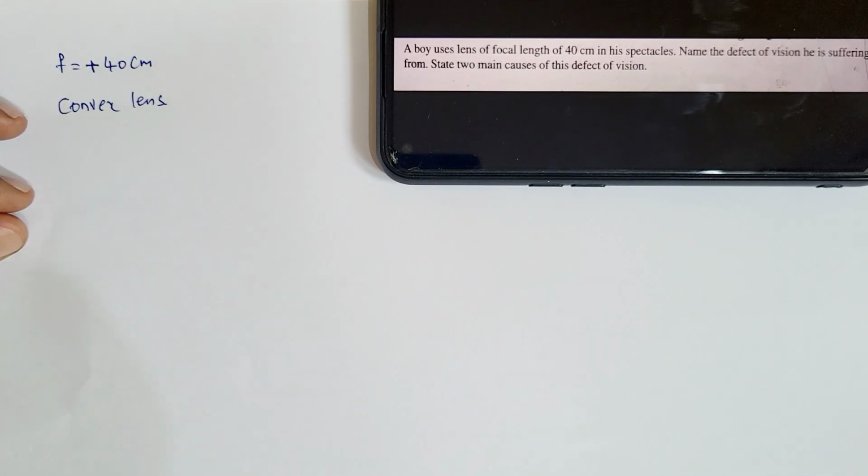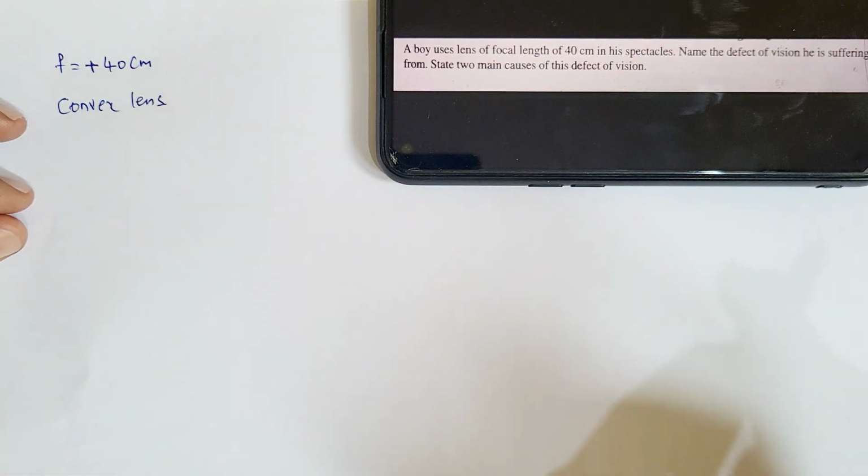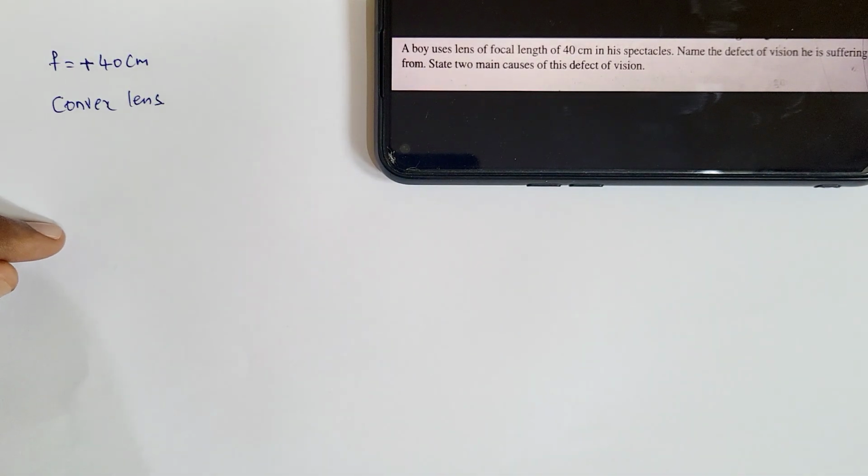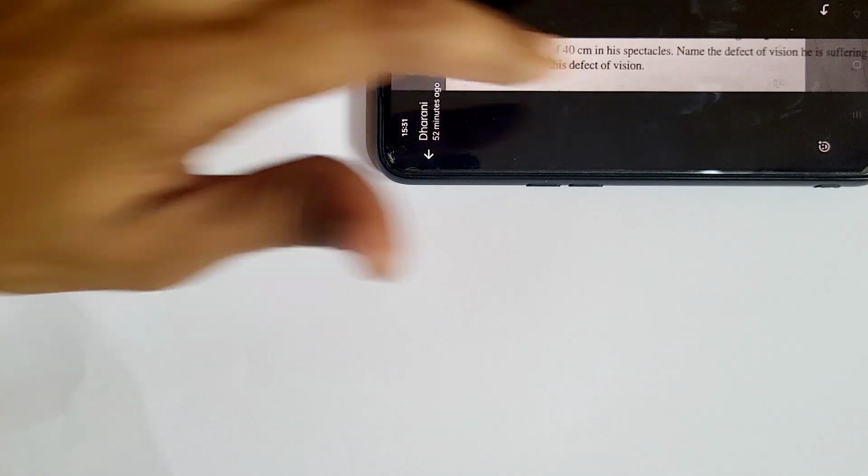Convex lens, for which defect will we use it? We will use it for hypermetropia. So two causes of defect of vision we have also just seen. Next.